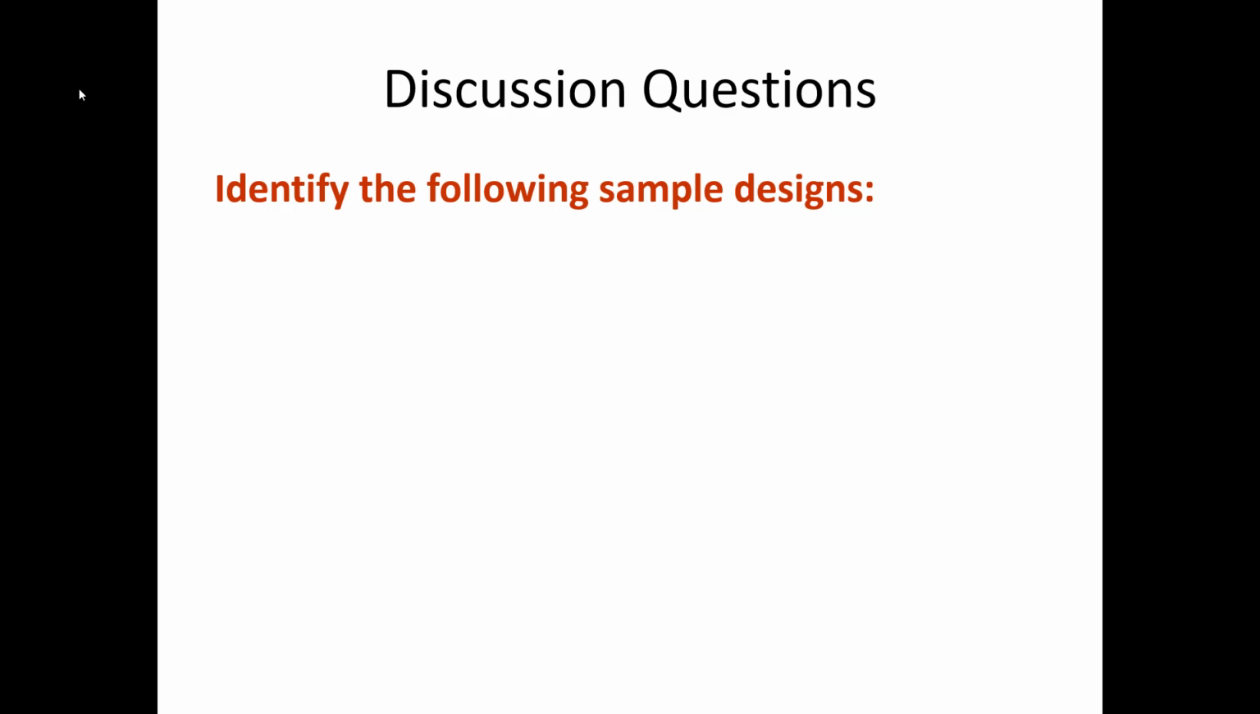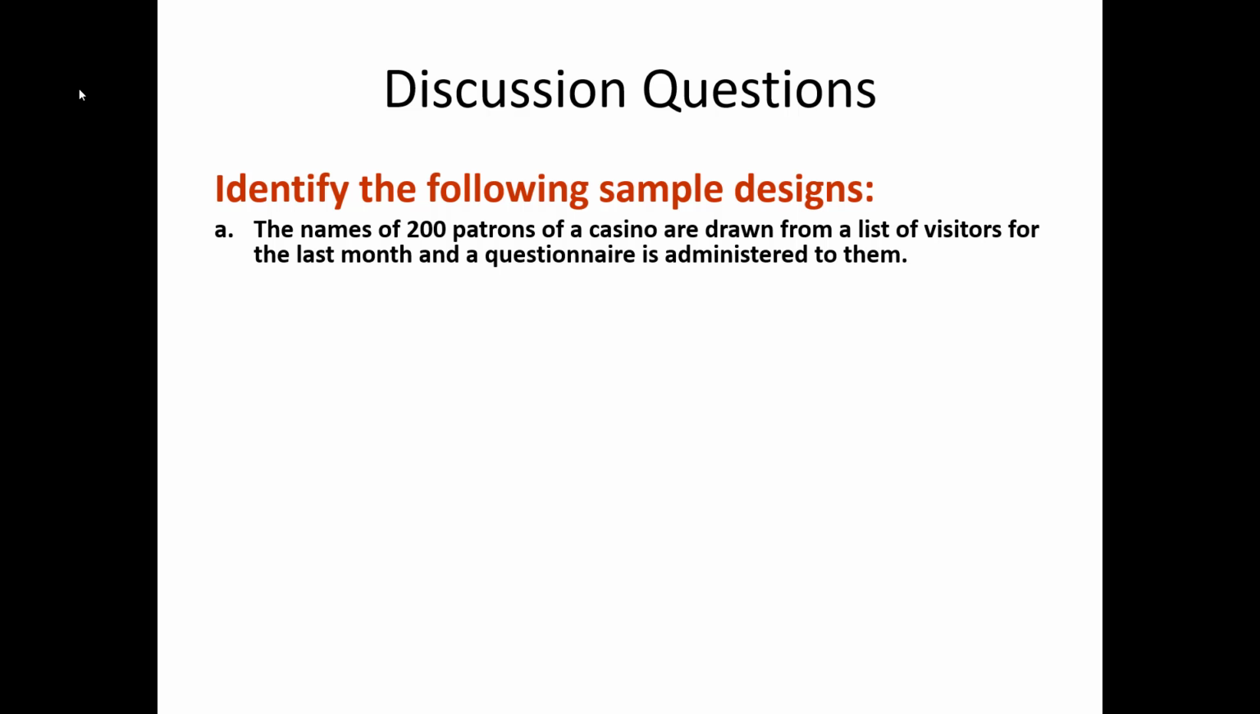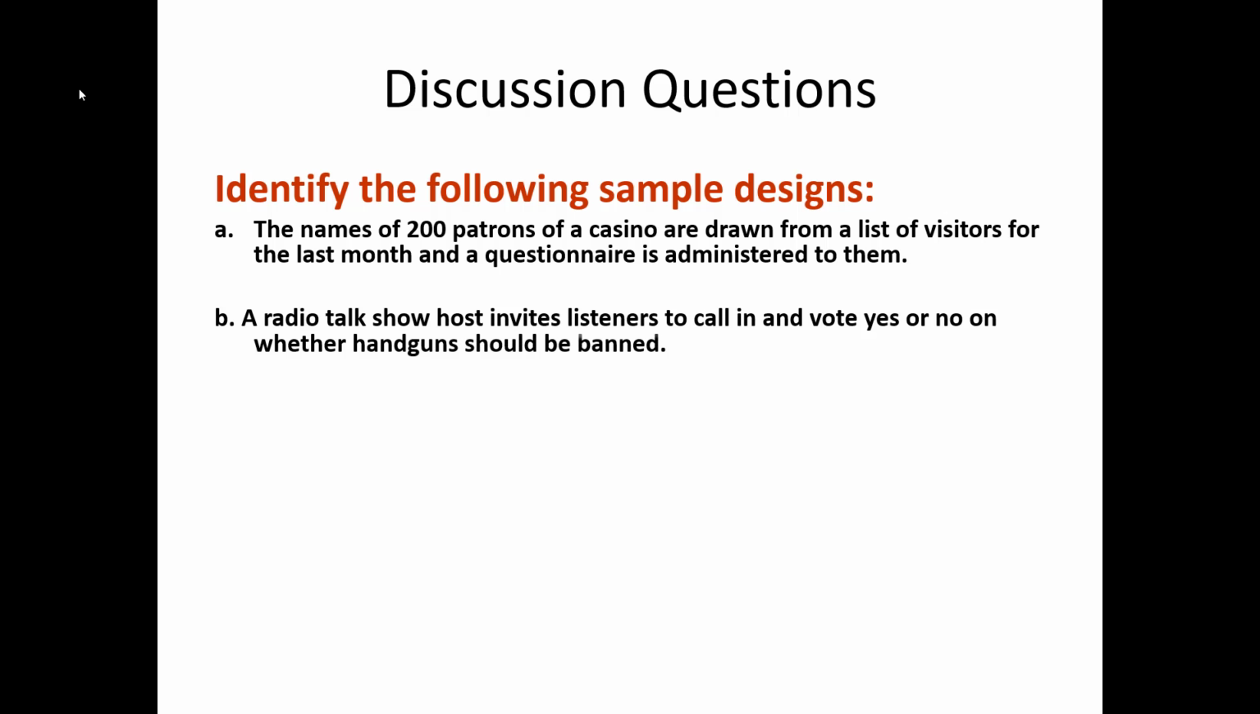We have some discussion questions. I want you to identify the sample design. Number one, the names of 200 patrons of a casino are drawn from a list of visitors for the last month, and a questionnaire is administered to them. What type of sample design is this? We have 8 different kinds. First of all, you need to decide whether it's probability or non-probability sampling. Number two, a radio talk show host invites listeners to call in and vote yes or no on whether handguns should be banned.